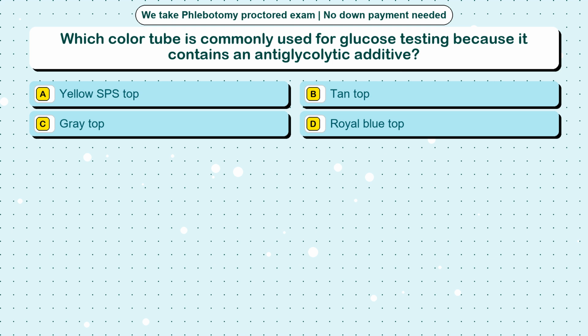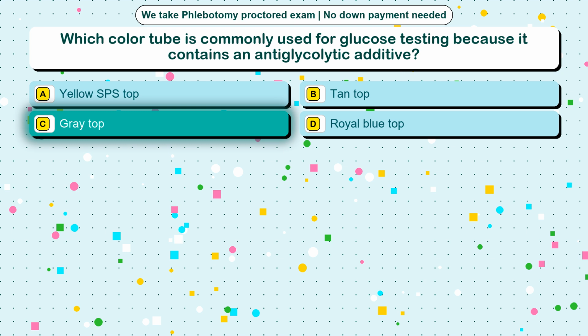Option A. Yellow SBS top. Option B. Tan top. Option C. Gray top. Option D. Royal blue top. The correct answer is option C.